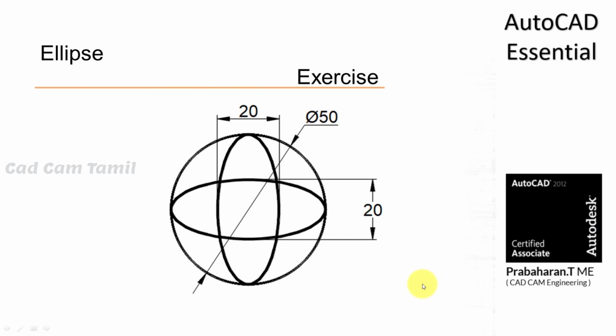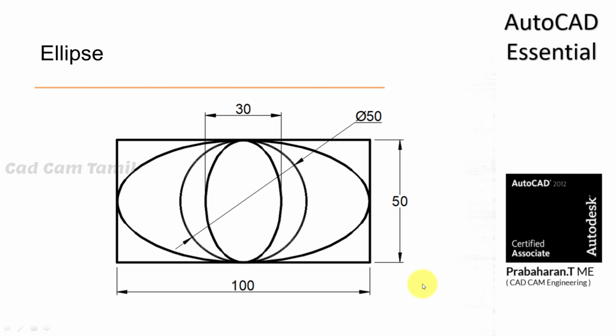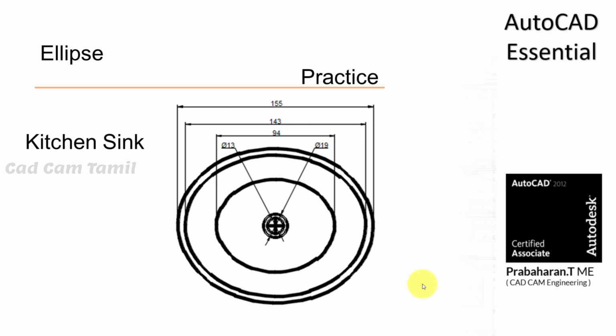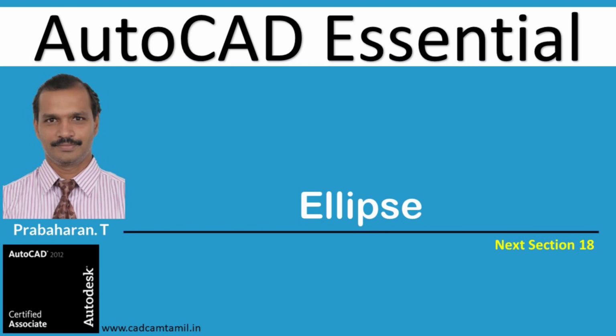Right. By this practice, I am going to give you some exercises. You have to practice this with the ellipse command. Then another live example is the representation of a kitchen sink. Right. So this is the end of session number 18.